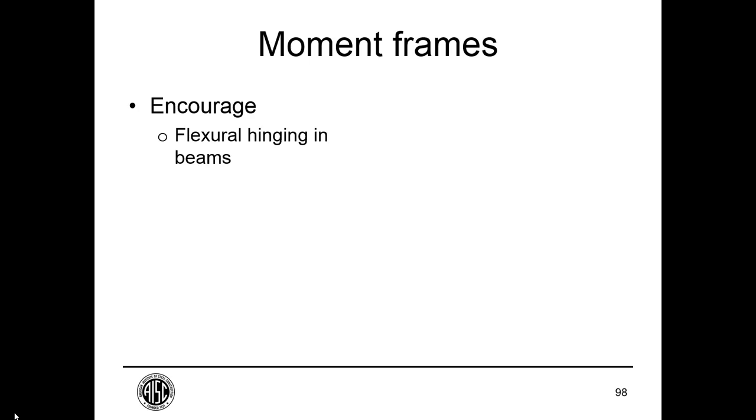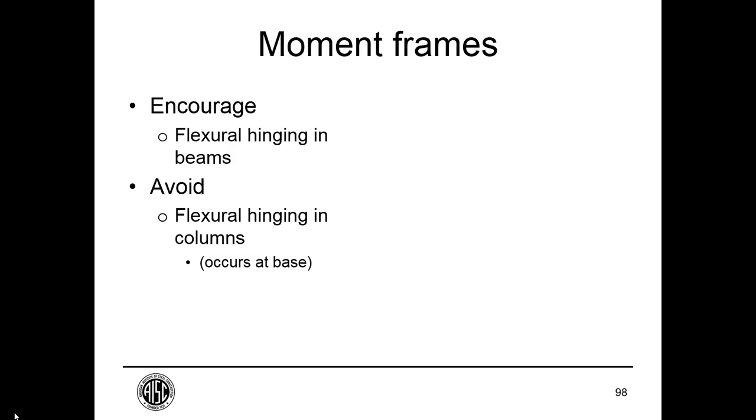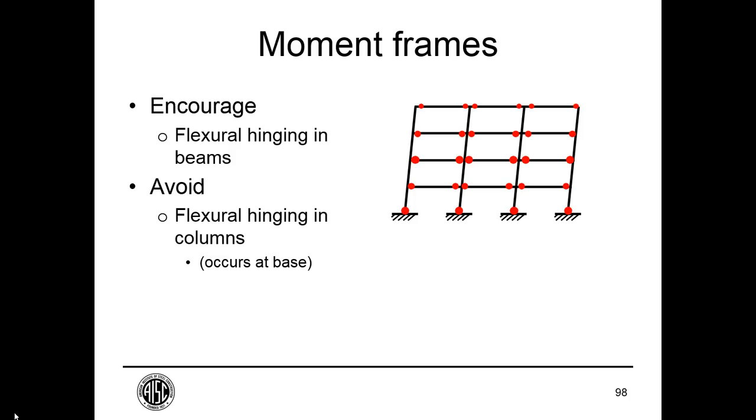So in moment frames, we're encouraging flexural hinging in the beams, and we're trying to avoid flexural hinging at the columns, recognizing that you can't form a complete mechanism. You can't get out to large inelastic drift without something happening at the column base. So this is the sort of mechanism that we anticipate that we would like to encourage. Beams being weaker than columns, columns being stronger than beams, and then perhaps you get some rotation at the base. So each of these red dots would indicate some inelastic flexural behavior.